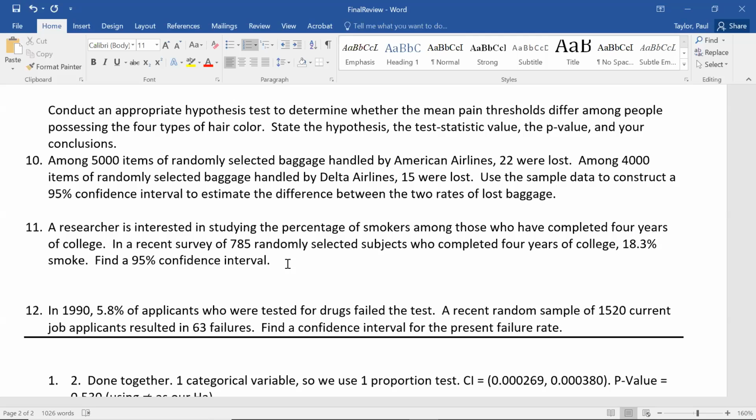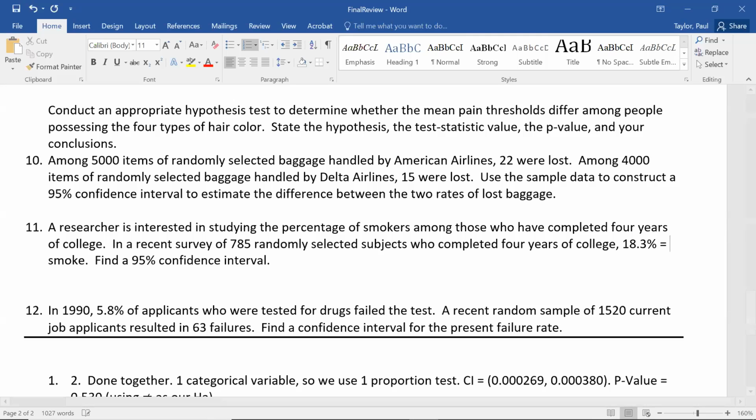So they were talking about people who had done 4 years of college, but there are no people who haven't done 4 years of college. Every single person in this study has done 4 years of college, and we really only have one piece of information about them, which is, did they smoke or not? That's the only thing where we record something different from one person to the next. We ask them one question: yes, no, did you smoke? So this is one variable, and it's a yes, no question, so it's a one proportion question.